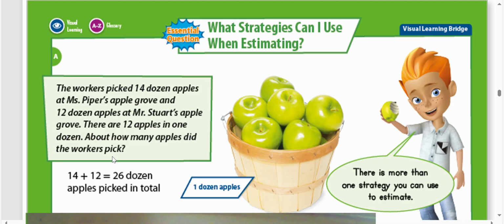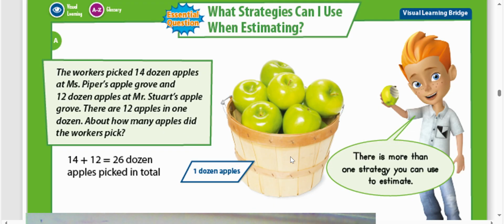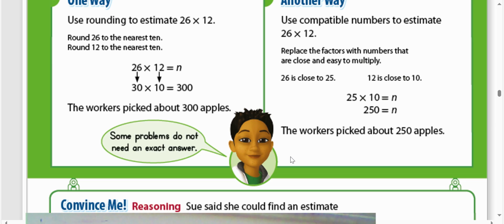We can write 14 plus 12 equals 26. We add together 14 plus 12. Okay. Now we can find the product between two numbers like this: 26 times 12. 26 is nearest to 30, and 12 nearest to 10. Then the answer will be 300. So the product of 26 and 12 is nearest to 300.